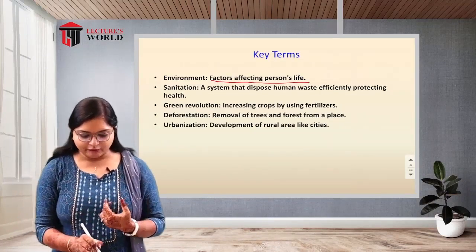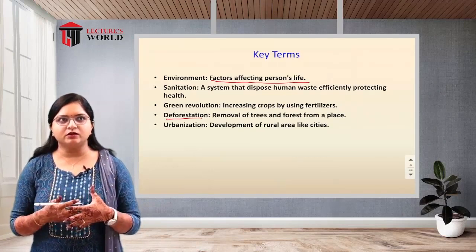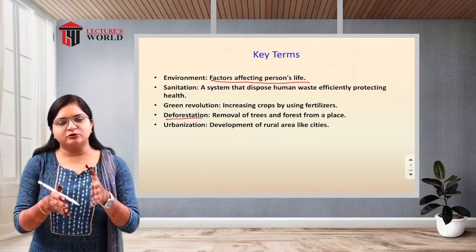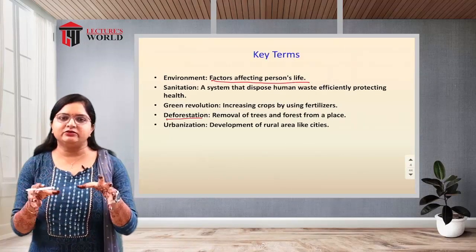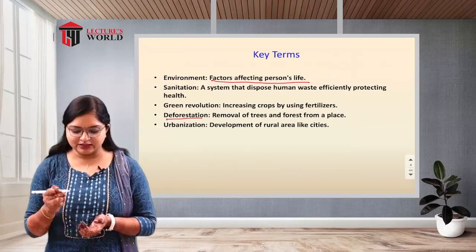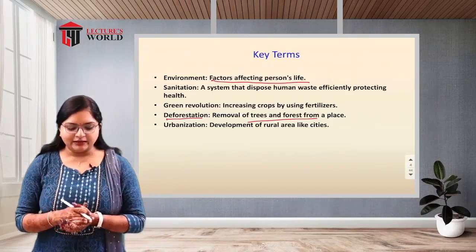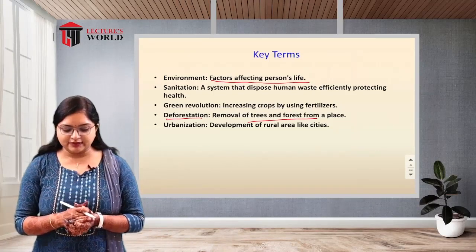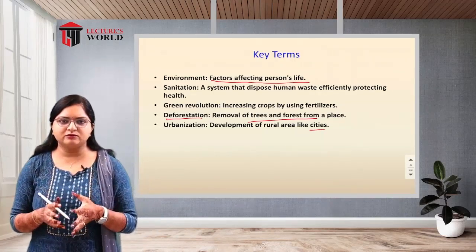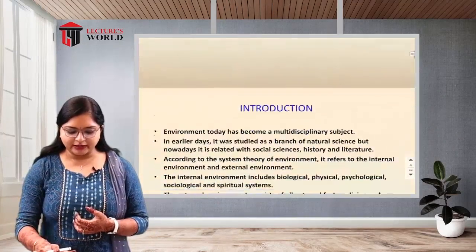Next is deforestation. Deforestation means we are nowadays removing many trees and forests from their place. That cutting of trees, or cutting of greenery, is called deforestation, which is the removal of trees and forest from their own place. And the last one is urbanization. Urbanization is the development of rural areas like cities. So these are the key terms which we will see many times in this chapter. Now we'll start from the introduction.